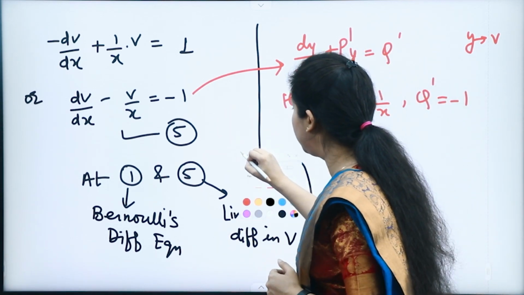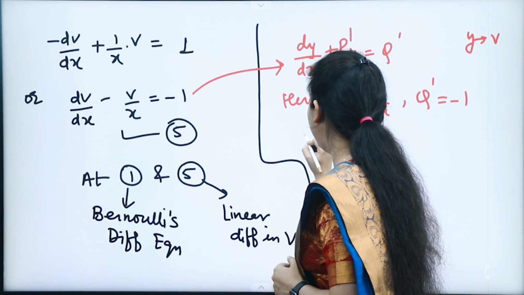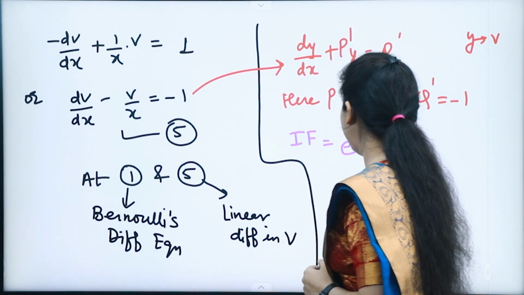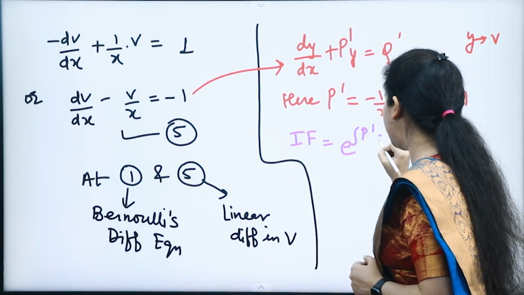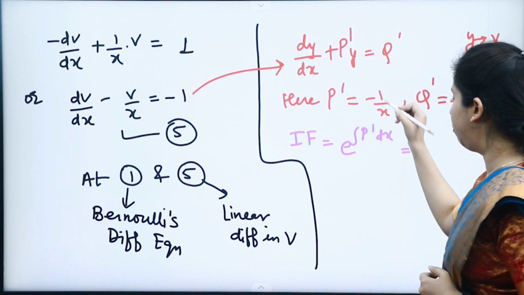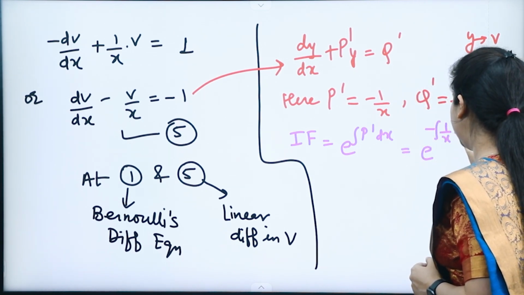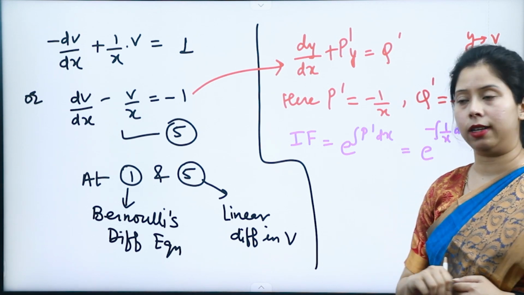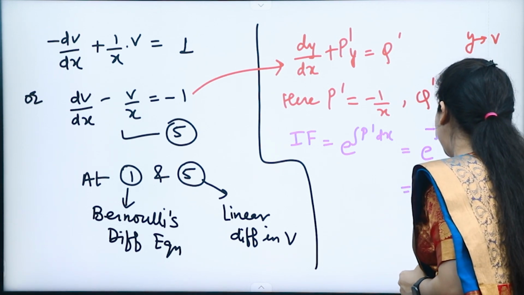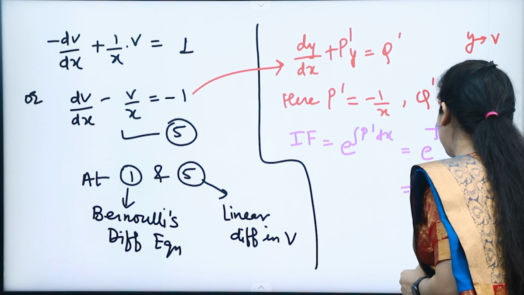So the next step is to write the formula for the integrating factor, that is given by e raised to the integral of P dash dx. Substitute the value of P dash, so that is e raised to the integral of minus 1 upon x dx. So integration of 1 upon x is log x, so e raised to the power minus log x.